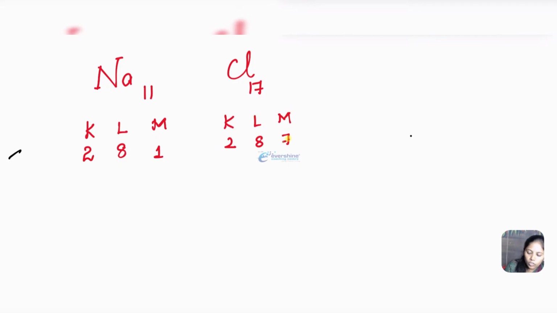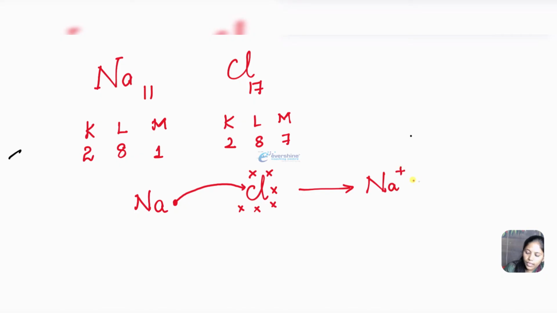So sodium has 1 extra electron, and chlorine has 7 electrons in the last shell. So what happens? 1 electron from sodium is donated to chlorine, and it will form Na+ and Cl-. So this is how sodium chloride is formed. There is a transfer of electron from sodium to chlorine to form NaCl. So Na+ and Cl- combine to form NaCl.